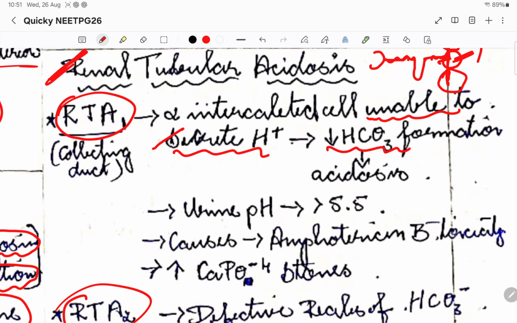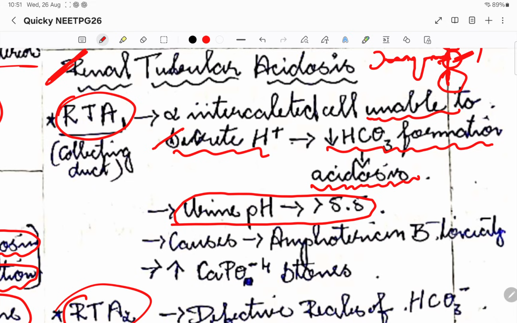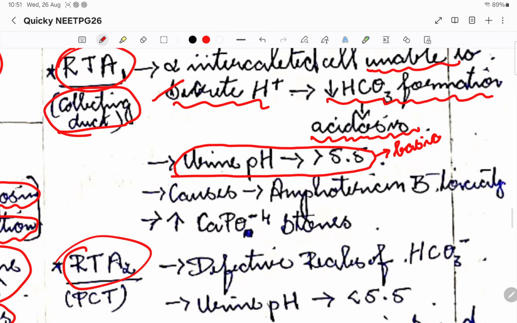That is why bicarbonate formation is also not there, because this is the exchange that happens in the alpha intercalated cells. Bicarbonate is not getting reabsorbed, and H plus is not getting secreted. This will lead to acidosis. The urine pH is very important, because based on the pH we decide which RTA is happening. Here the pH will be more than 5.5, almost basic, but not as acidic as in RTA2. We'll come back to that. So the pathology is happening in the collecting duct.